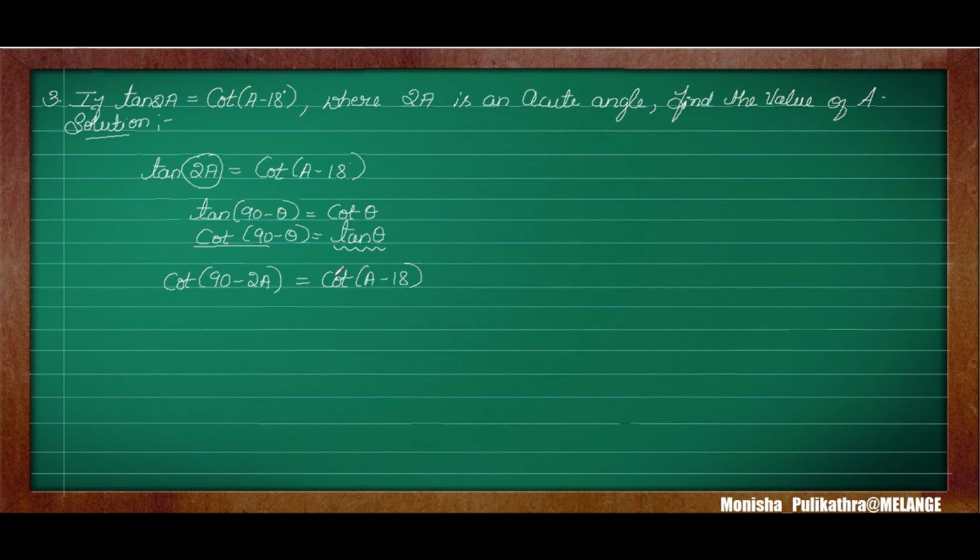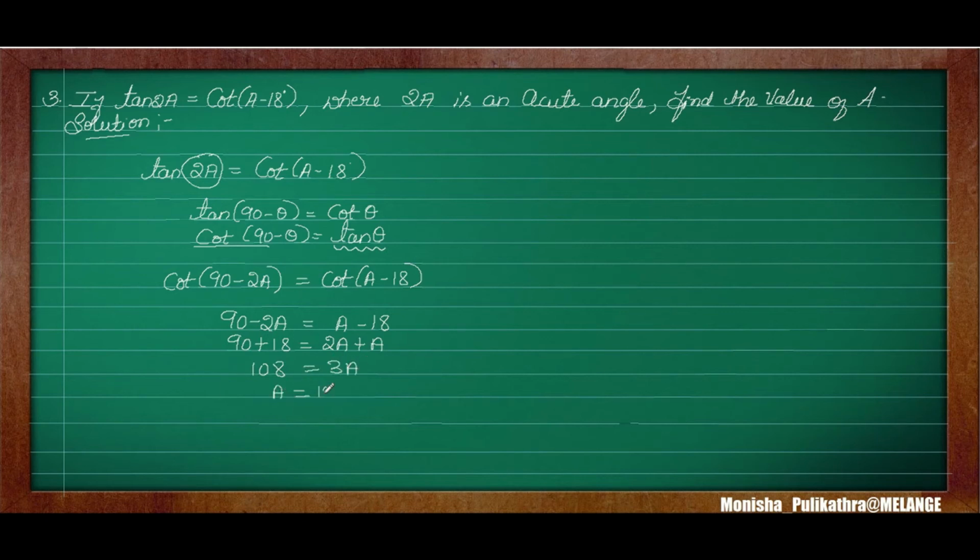So here cot and cot are similar. If cot is similar, then we can write 90 minus 2a is equal to a minus 18. Okay, you can't cancel it, you just have to take it as a common term and then write these terms here. So 90 minus 2a is equal to a minus 18. Then you have to take 90. So 90 plus 18 is equal to 2a; if I shift here, it will become plus 2a plus a. So 108 is equal to 3a.